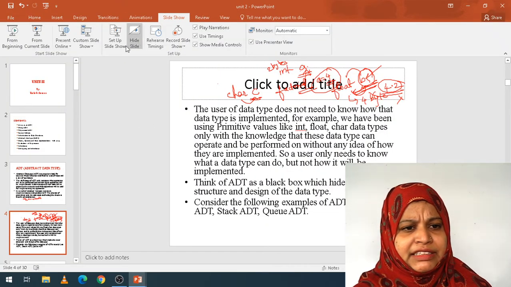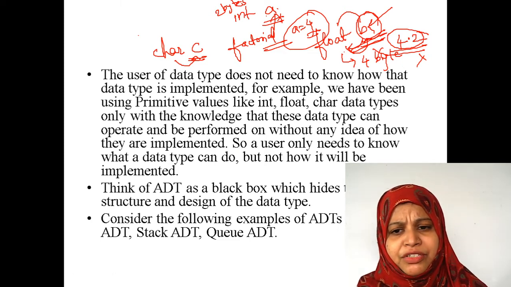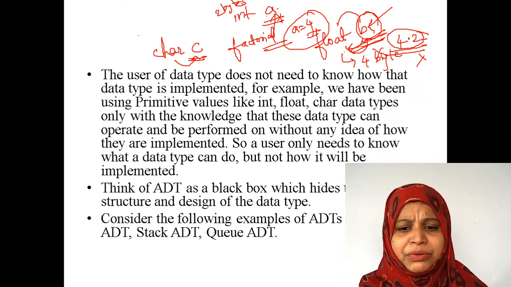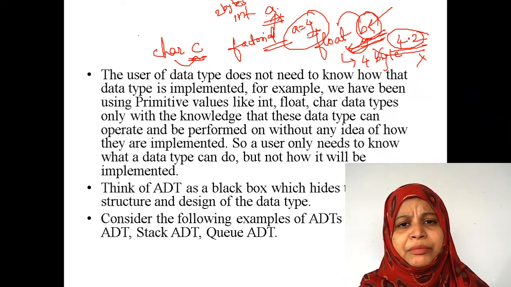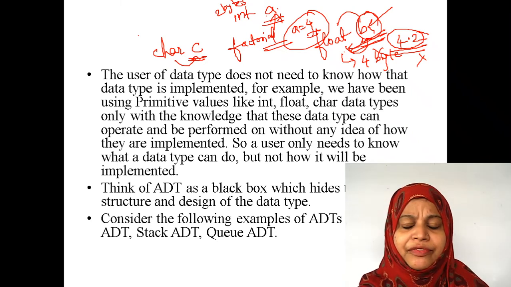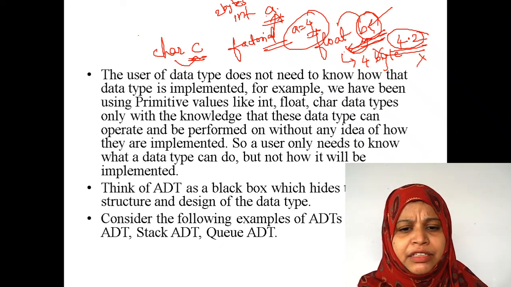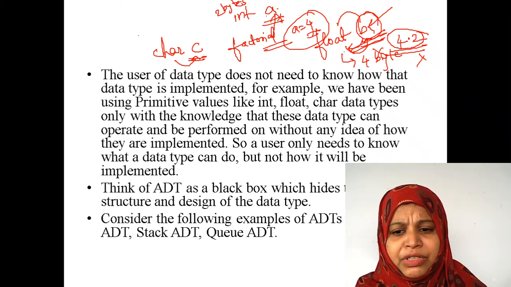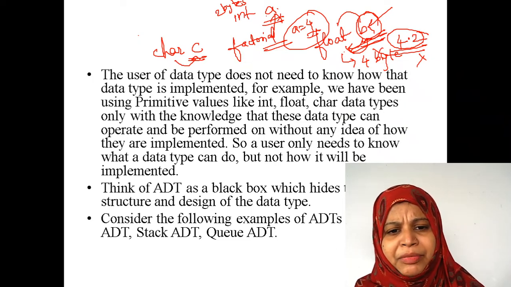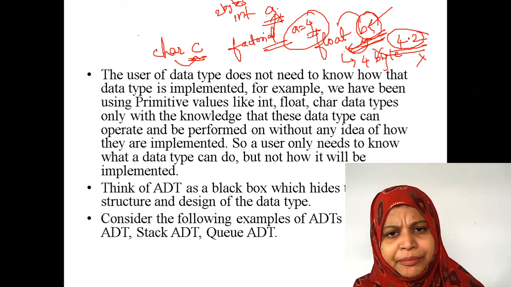In that case, the user knows what type of information and how much memory is going to be given to that particular variable a, but the user does not know how that memory is going to be assigned by the system, where that memory is assigned to that variable, or how that information is going to be stored. None of this is known to the user. So the user only needs to know what a data type can do, but not how it will be implemented.